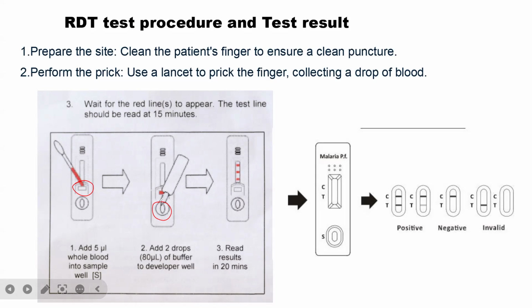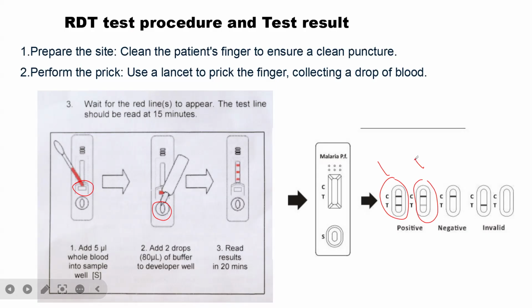So as you can see, this is a positive result and this is also a negative result. Sorry, this is also a positive result. But what I want you to understand is that if you look at the two positive results, in the case of test line, you can see that for the first one, it is more visible than this one. The reason is because it tells you that in the first one, you have more malaria parasites. It means that you have a high density of the malaria parasite.